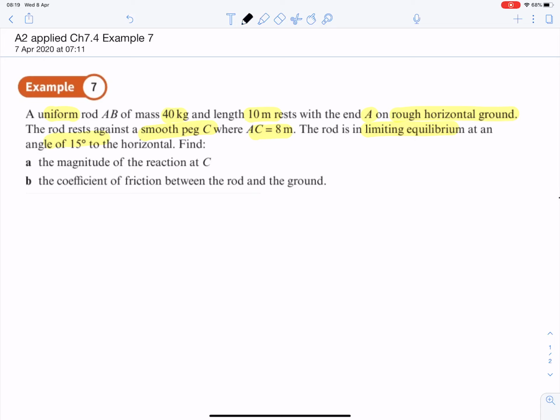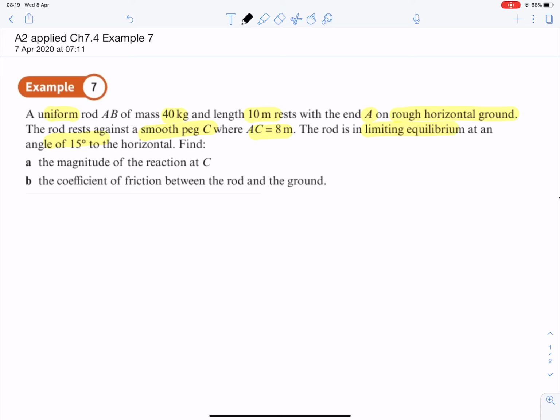So try and represent that information on a diagram. Okay, have a go, pause this, and then start again in a moment when you've had a go. Okay, here we go then.